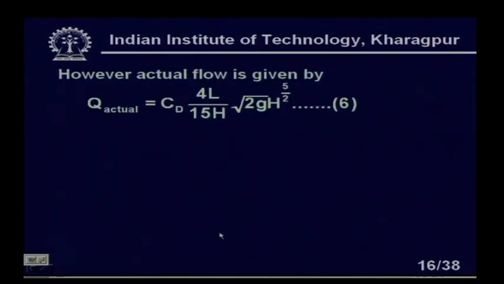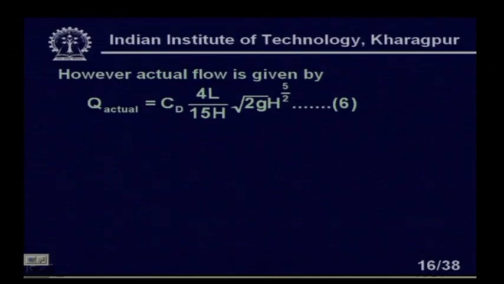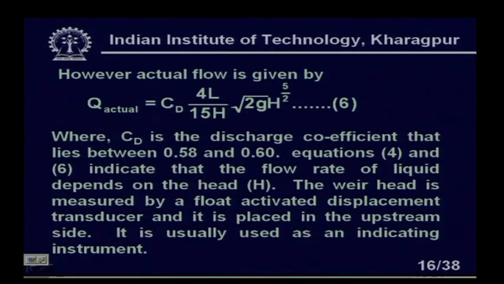However, the actual flow rate, as it happens in the case of the rectangular weir also, you will find the actual flow rate will differ from the theoretical flow rate. So, it is to be multiplied by the discharge coefficient Cd, 4 L by 15, under the square root 2 g h to the power 5 by 2, equation number 6, where Cd is the discharge coefficient that lies between 0.58 to 0.6, because this is experimentally found. It is very difficult to find the theoretical value of Cd. So, what the people did, they have taken a sub-standard and then they compared and found the Cd value.